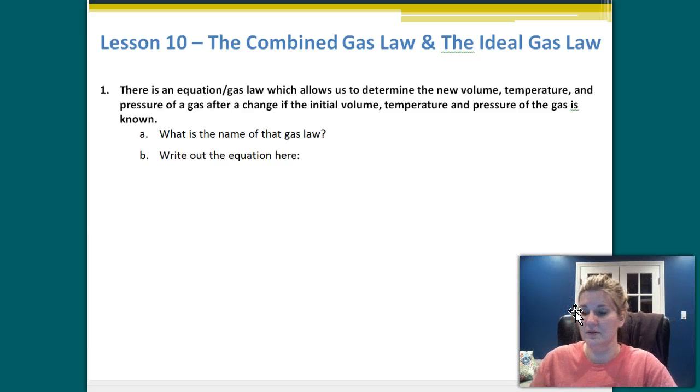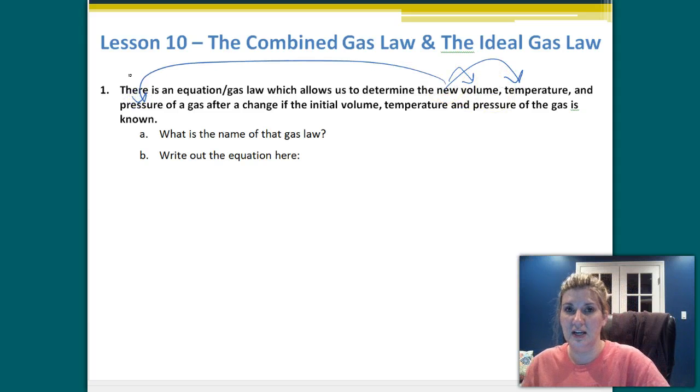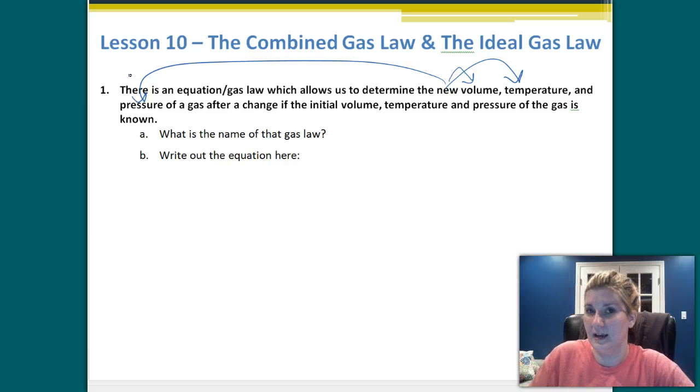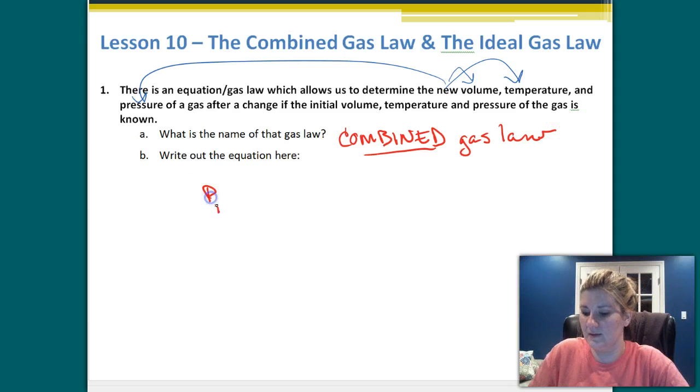Just a reminder, there's a gas law which allows us to determine a new volume, new temperature, and new pressure of a gas after a change from the initial volume, temperature, and pressure. This gas law is called the combined gas law. And its equation goes like this.